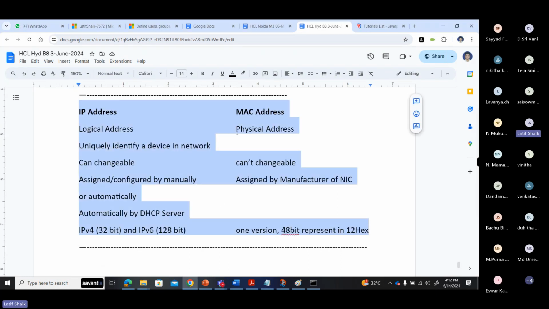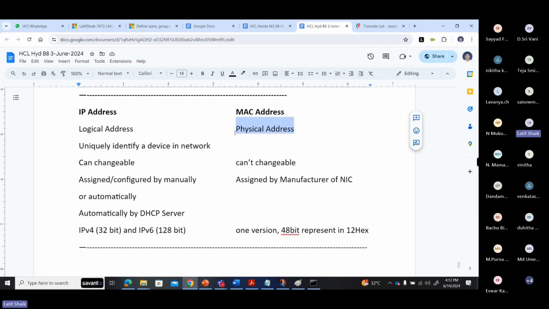And also see the differences. MAC address is a physical address, IP address is a logical address. An IP address uniquely identifies a device in the network; it is not a unique address. With the help of an IP address, we can identify the devices in the network with some number.